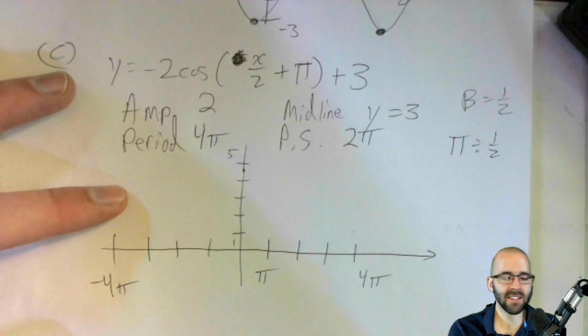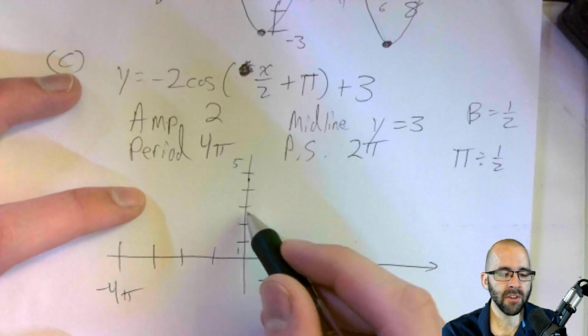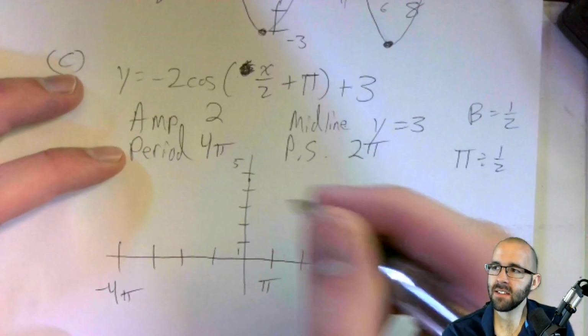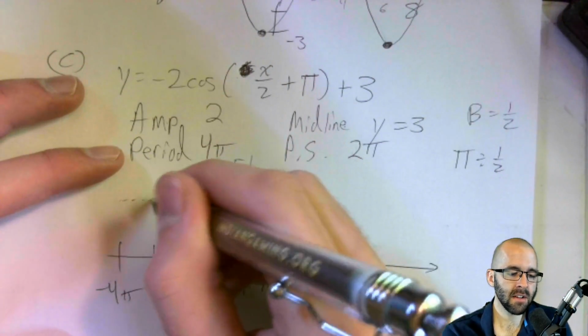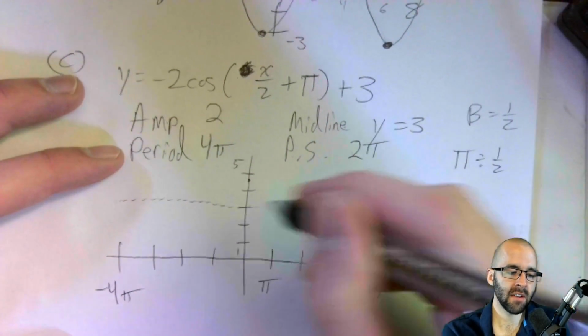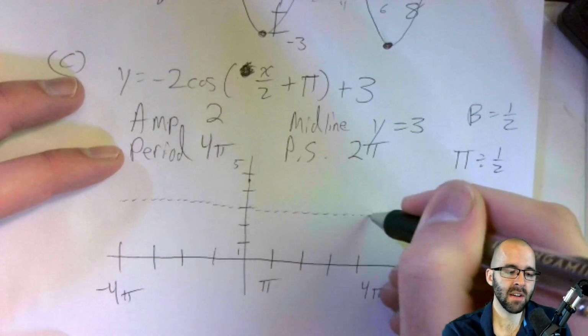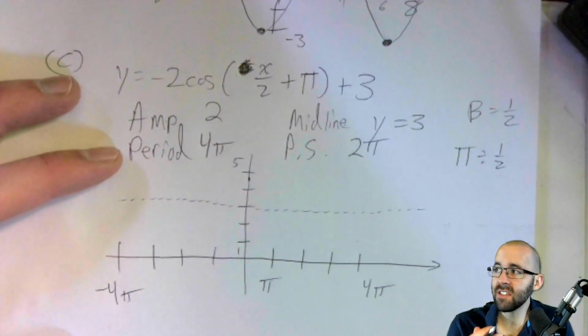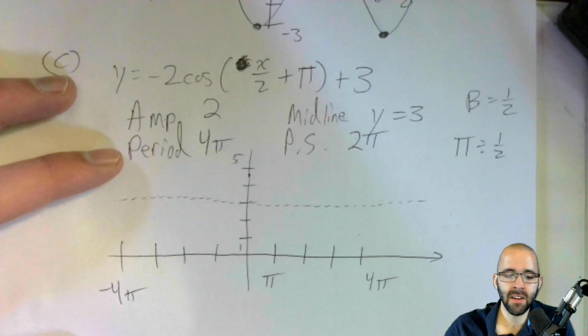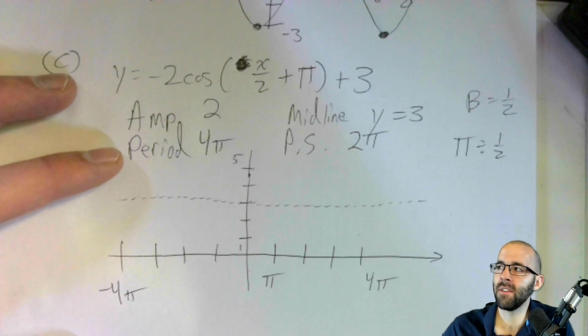All right, so here's where things get interesting. Whenever your midline is not the x-axis, it's a good idea to write it down. The midline is y equals 3. Give a nice little dashed line. You don't need to include this for me, but it's going to help you graph it.